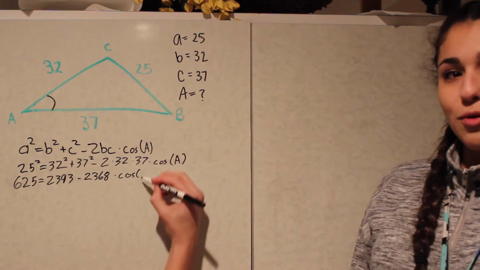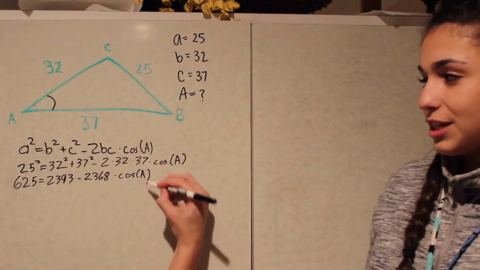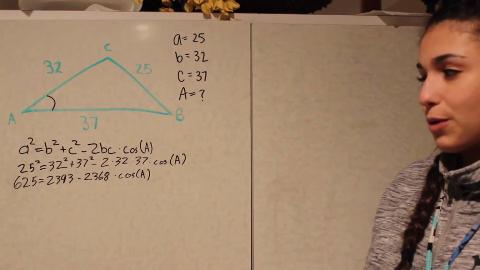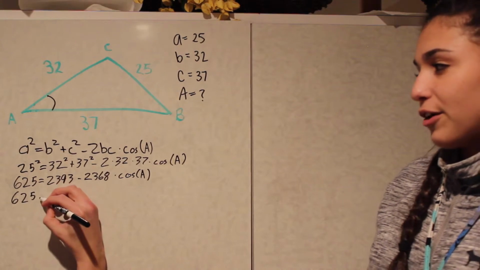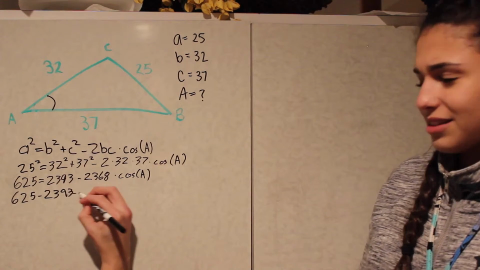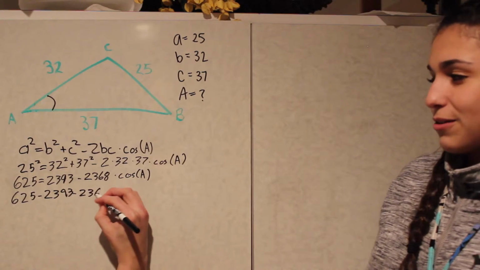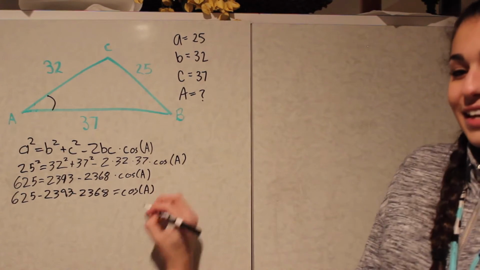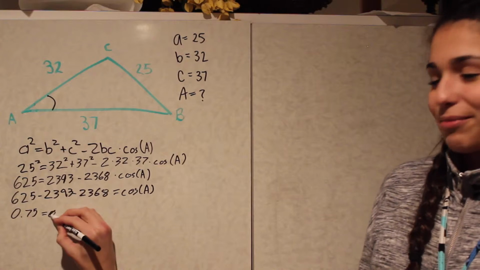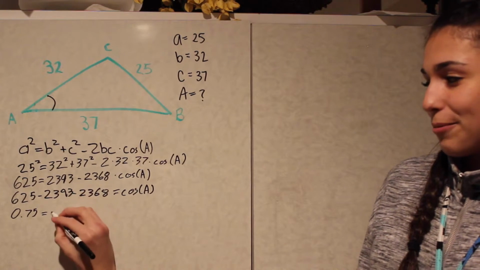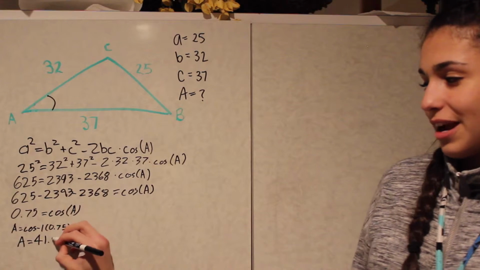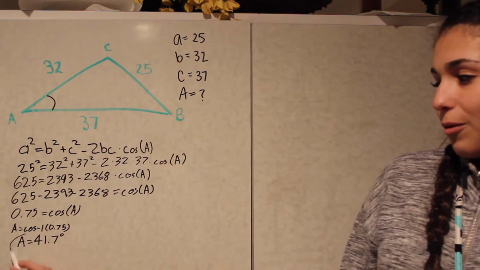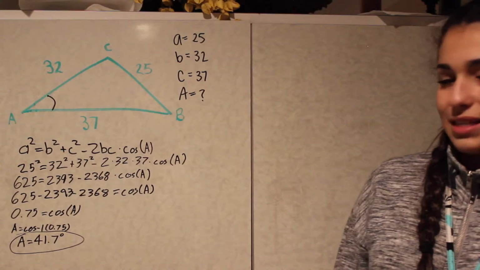So once you plug all the corresponding numbers in, 25 squared comes out to 625, 32 squared is 1,024, 37 squared is 1,369, and minus 2,368 times cosine A. Then you're going to isolate cosine A and simplify to get 0.75 equals cosine A. Angle A equals the inverse cosine of 0.75, which is 41.7 degrees.